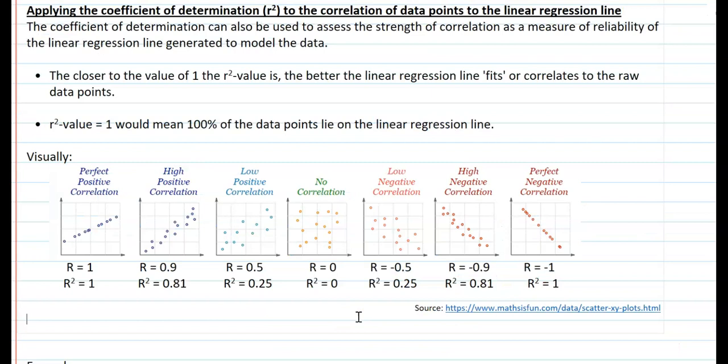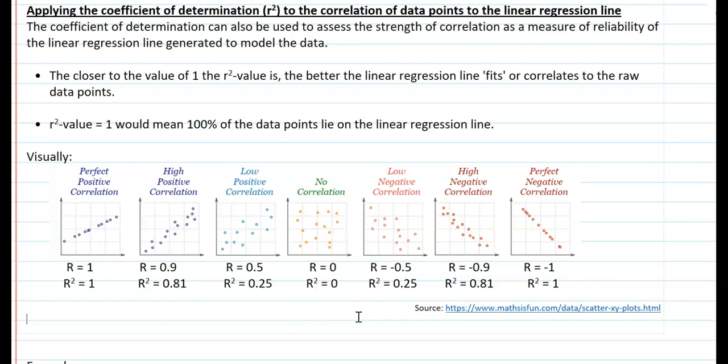Okay, let's look at the second useful component of finding a coefficient of determination. It can also be used to assess the strength of correlation as a measure of reliability of any regression line we fit to the data. So when we put in a line of best fit, the closer your coefficient of determination value is to 1, the better your linear regression line fits or correlates to your raw data points.